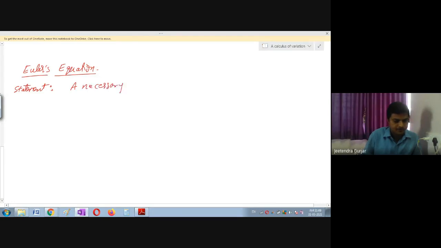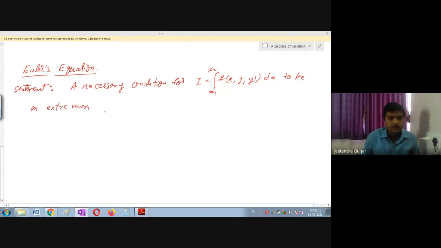A necessary condition for the integral, which I'm going to denote by I, integral from x1 to x2 of the function f of x, y, y dash, that we have already discussed, to be an extremum, is that you will get dou f upon dou y minus d upon dx of dou f upon dou y dash is equal to 0. This is called Euler's equation.